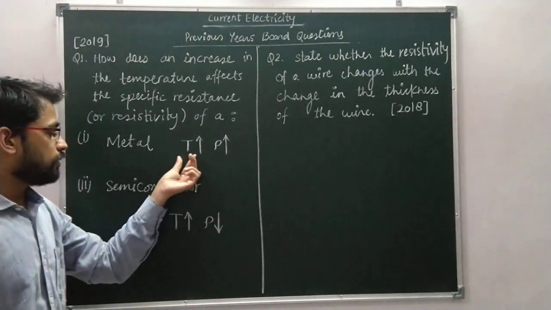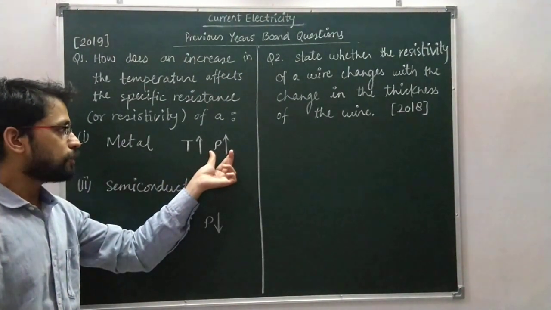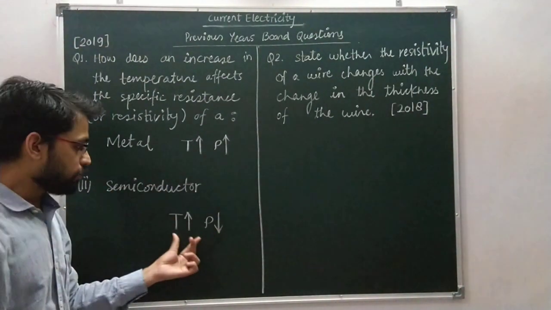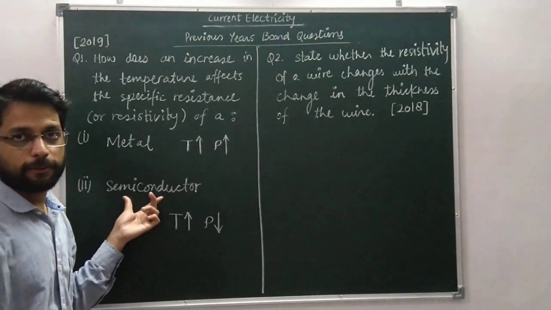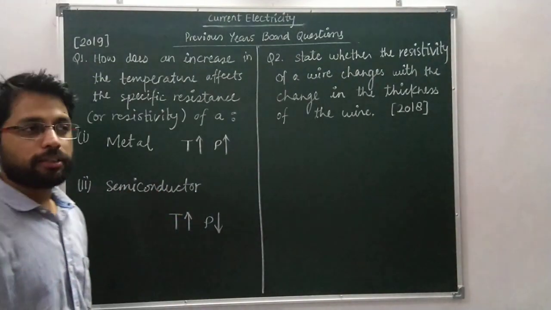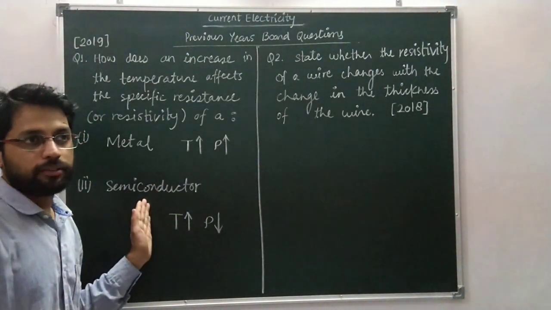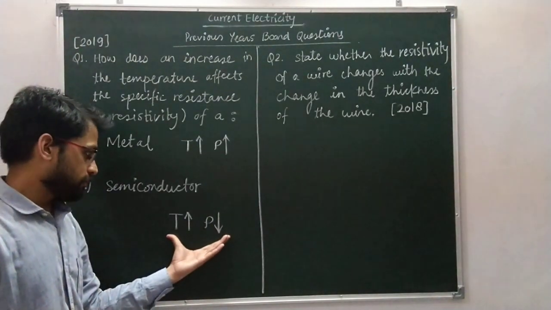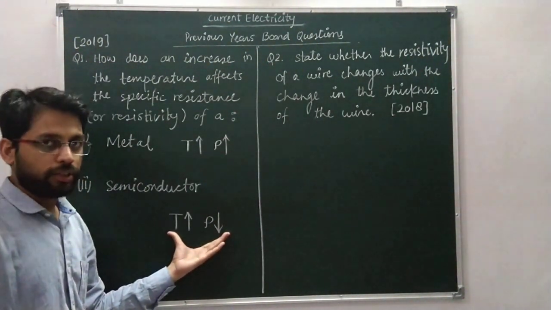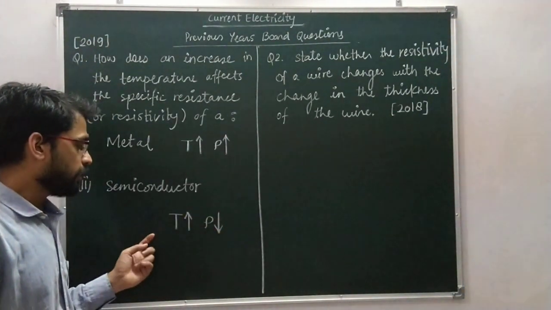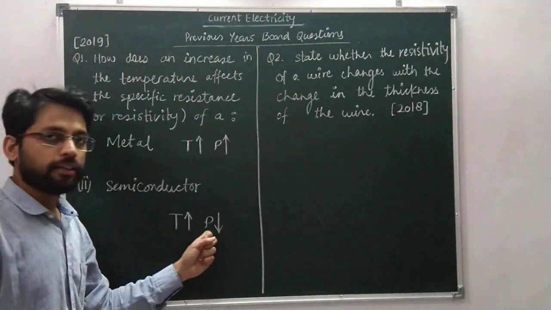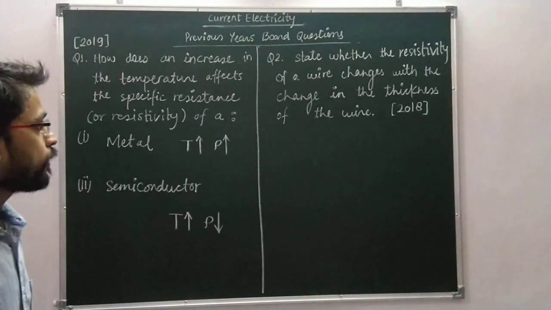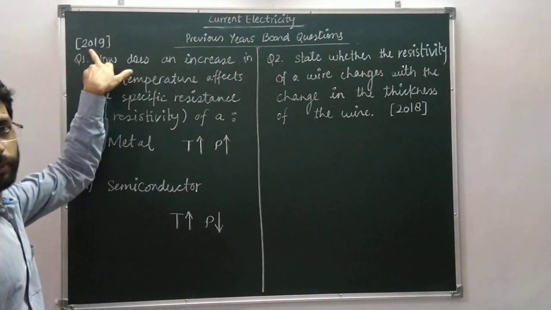Please note down that as temperature increases, the resistivity increases for metals, but the resistivity goes down as temperature increases in semiconductors. A semiconductor is a very special material generally used in electronic devices. The reason is not in your syllabus, only this statement is in your syllabus: for semiconductors the resistivity decreases when temperature increases and vice versa. Please note down. This question came in 2019.